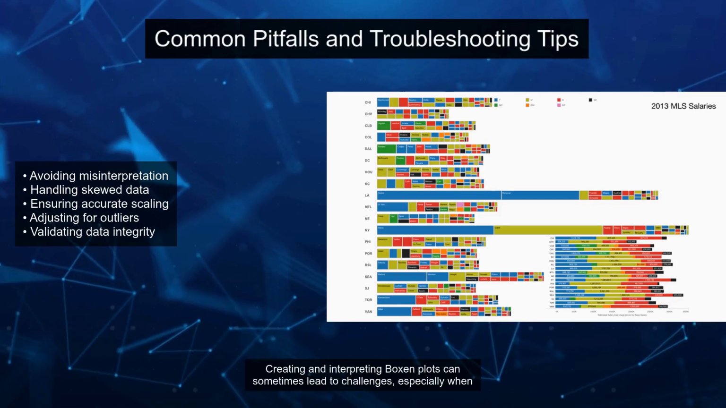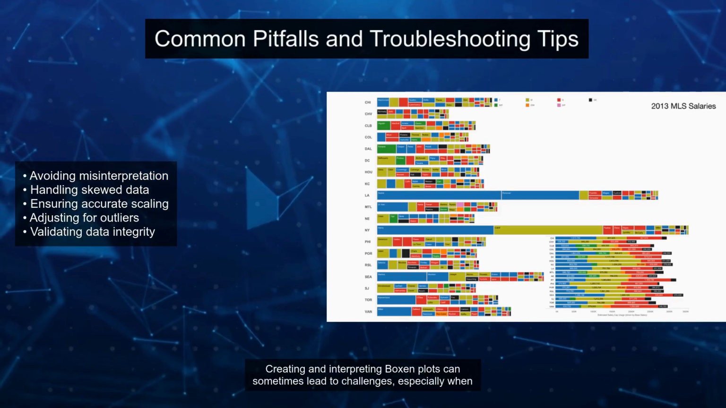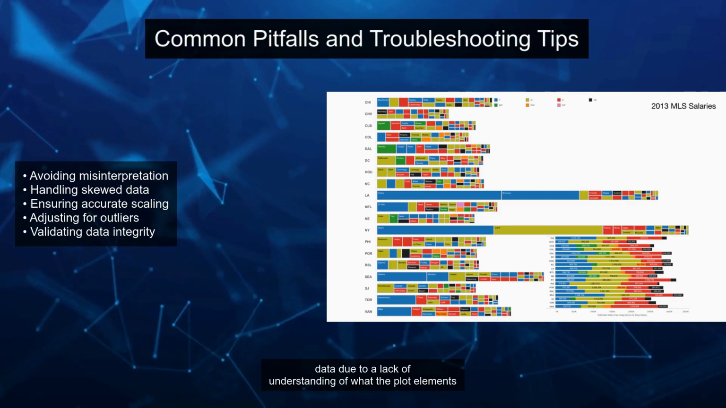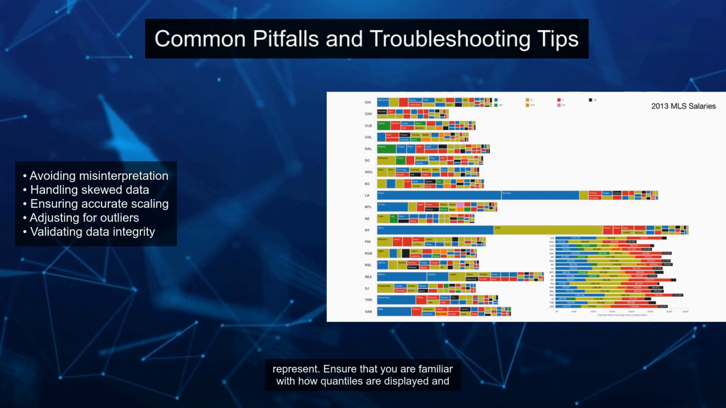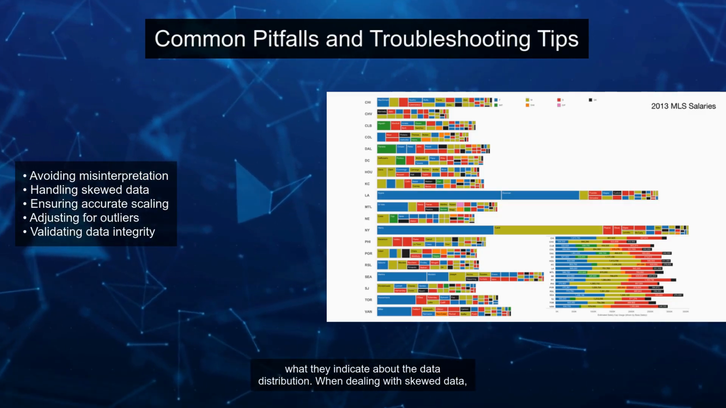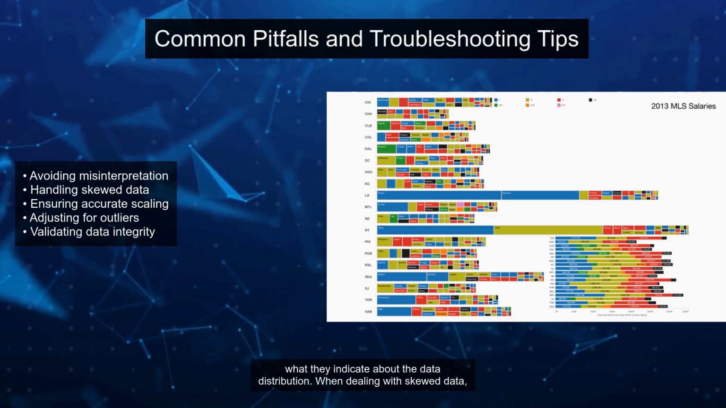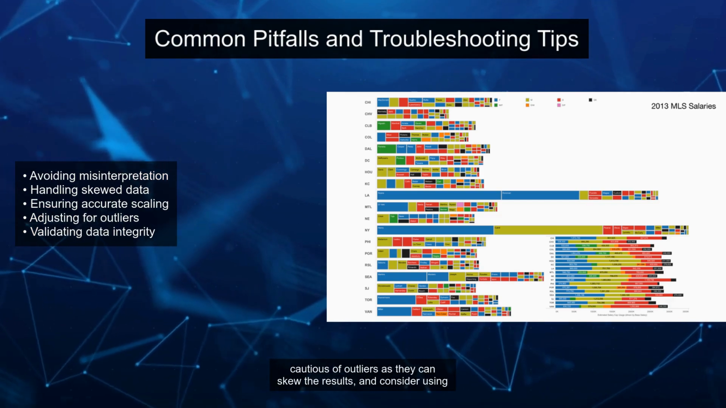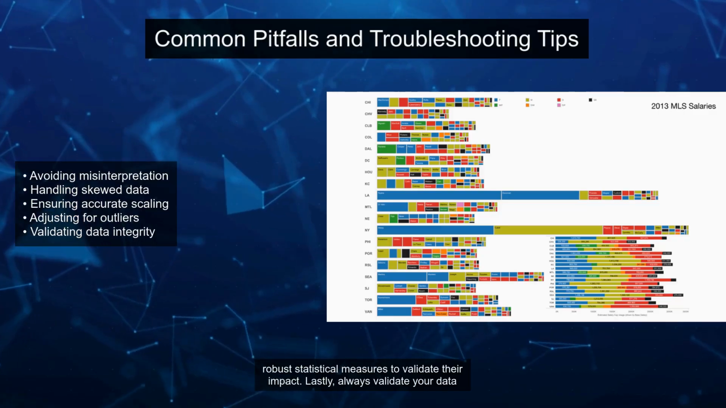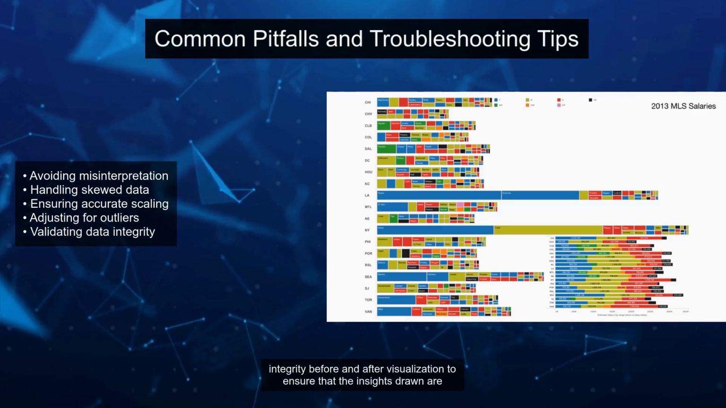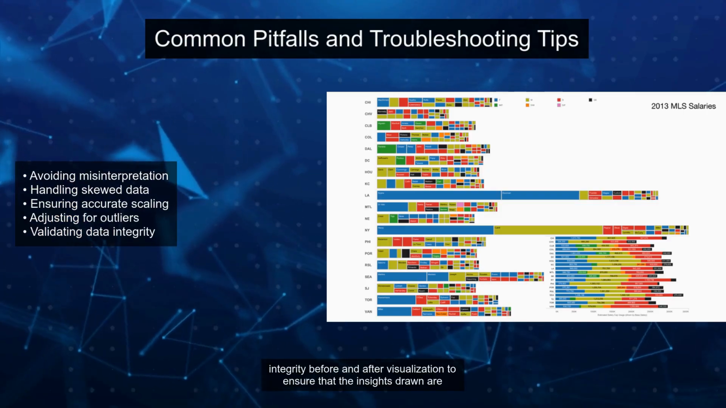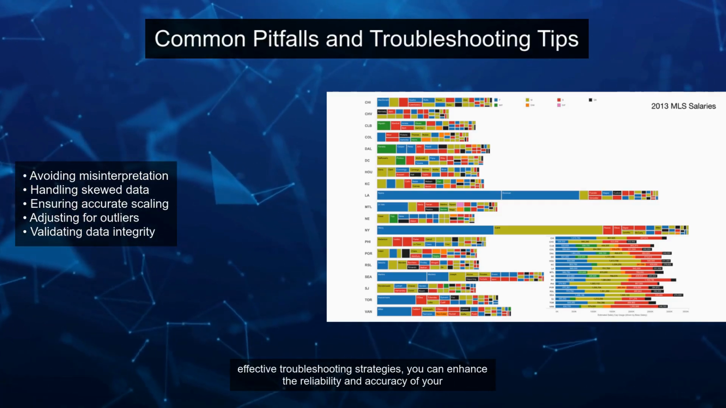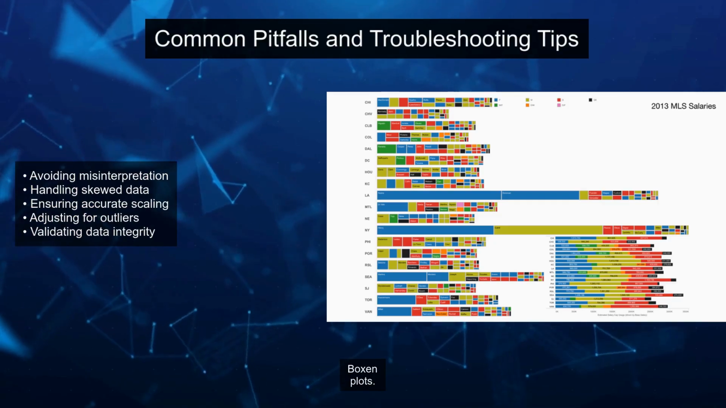Creating and interpreting Boxen plots can sometimes lead to challenges, especially when dealing with large and complex datasets. One common pitfall is misinterpreting the data due to a lack of understanding of what the plot elements represent. Ensure that you are familiar with how quantiles are displayed and what they indicate about the data distribution. When dealing with skewed data, adjust the scaling and parameters to provide a more accurate representation. Be cautious of outliers as they can skew the results, and consider using robust statistical measures to validate their impact. Lastly, always validate your data integrity before and after visualization to ensure that the insights drawn are based on accurate information.